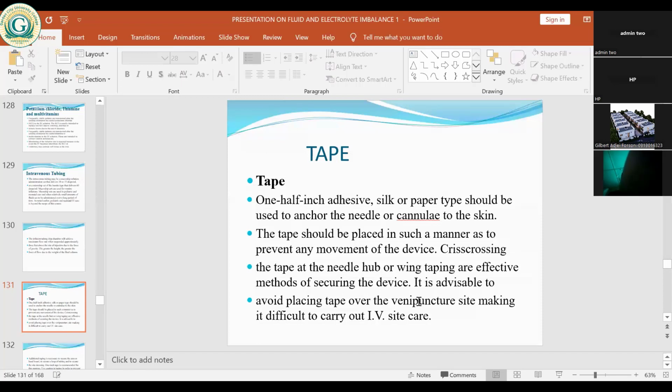Some people will apply so many plasters, even when something is happening at the site you cannot see. Please, the maximum should be 3 plasters.